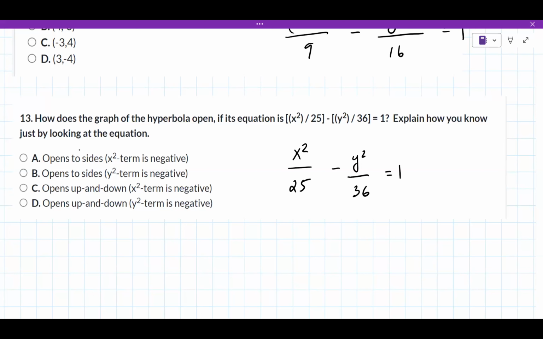What do you say? Does this open to the sides or does it open up or down? It opens left and right, so sides. But now they're asking if the term is negative. And which one is negative? Is it x squared or is it the y squared? It's the y squared, yeah. Good.